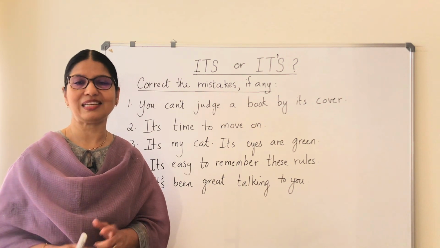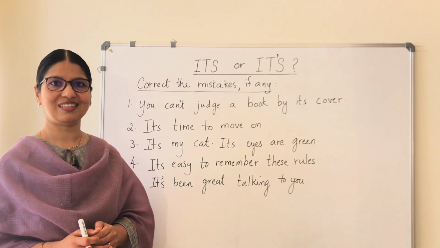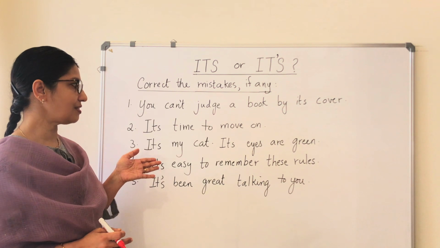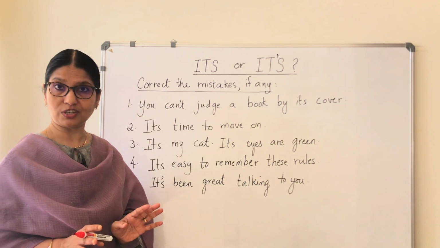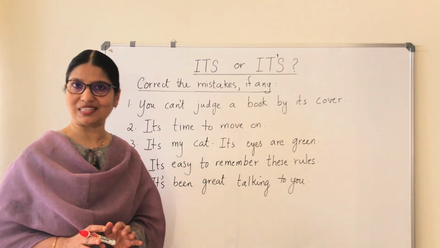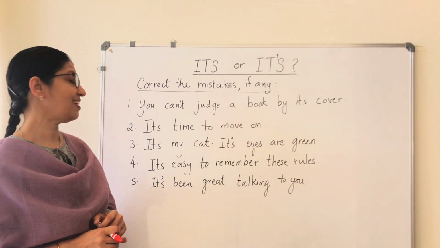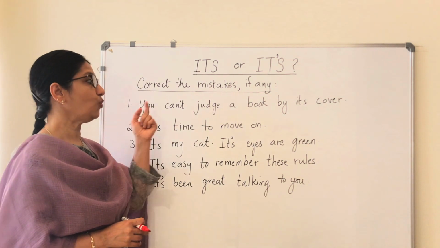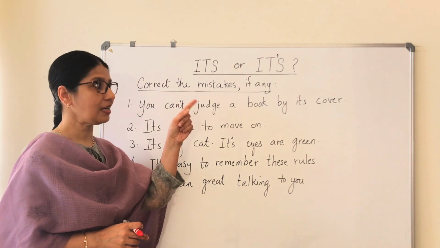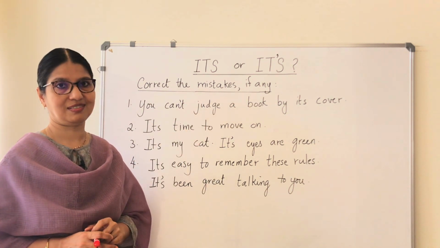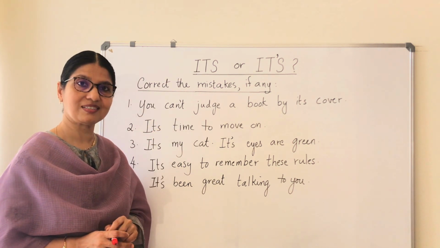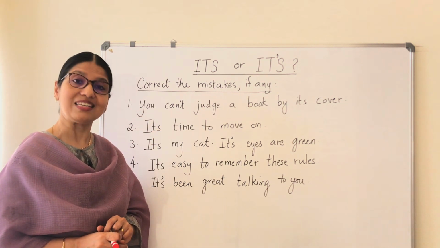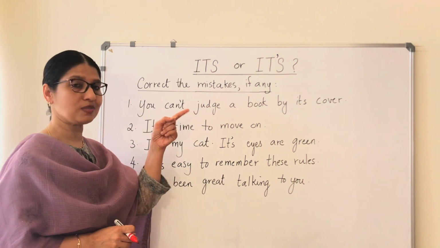Before winding up, let's practice what we learned. So let's go through these sentences and correct the mistakes, if any. I'm not sure if every sentence contains a mistake. You will decide. The first sentence is, you can't judge a book by its cover. Is it right to say its without an apostrophe? What do you think? Yes, it's right, because that shows possession.